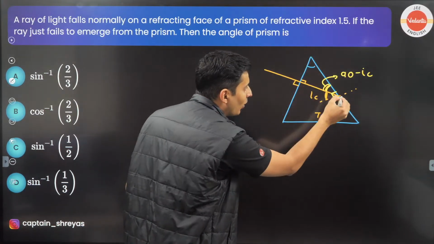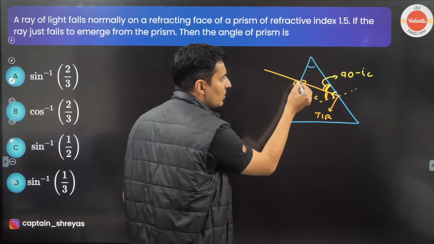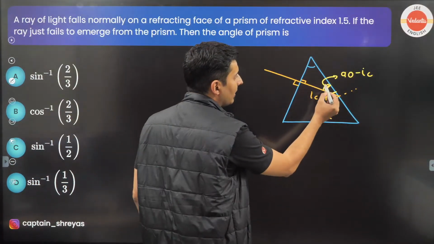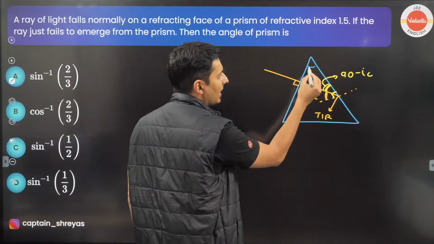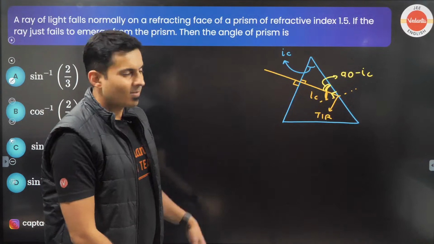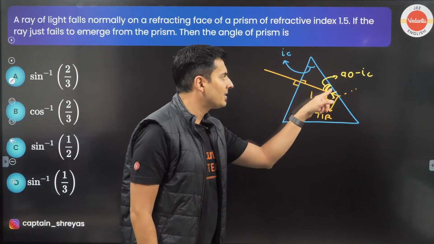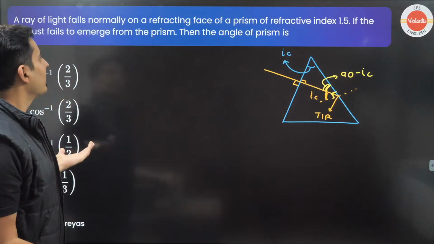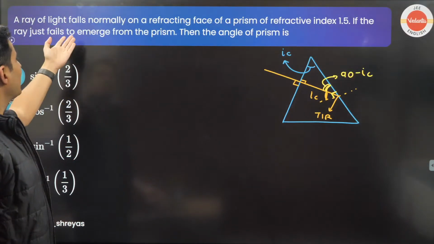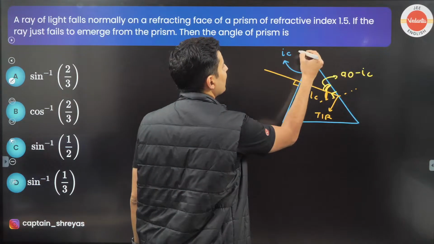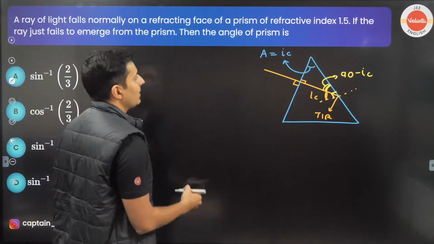Do you see one more right angle triangle here? So in that right angle triangle, this is 90, this is 90 minus I. How much will this angle be? This will be also I. Because if this is I, this is 90 minus I, because this is a right angle triangle. Perfect. Now what is the question? The question is, the ray just fails to emerge out of it. What is the angle of the prism? This itself is the angle of the prism.